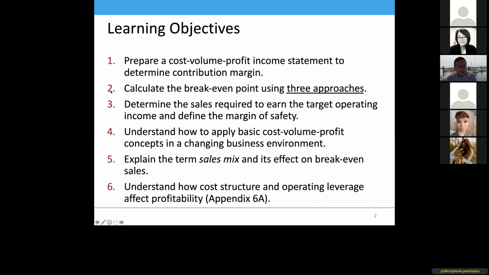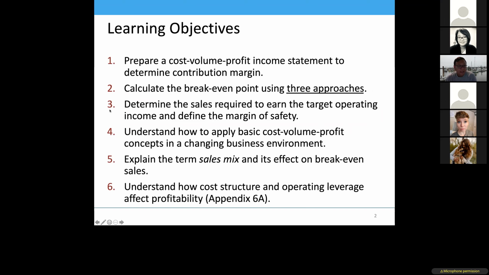The second learning objective is break-even analysis. This is a very useful tool. I'm going to show you how to find the break-even point using 3 methods.